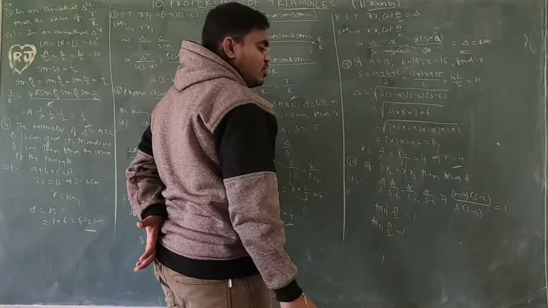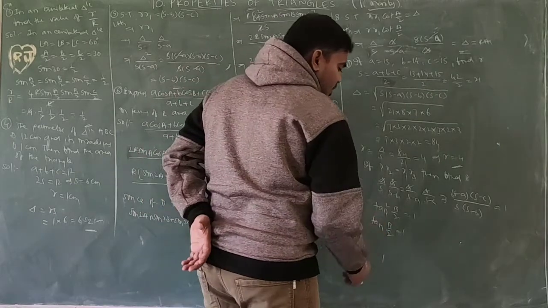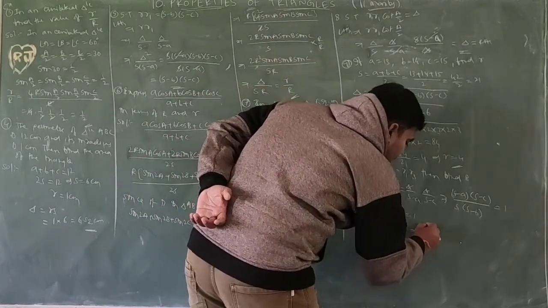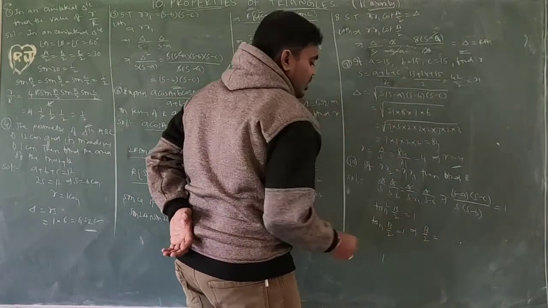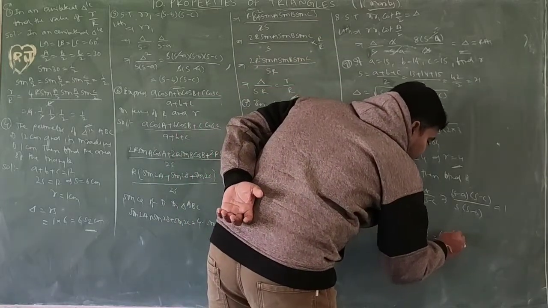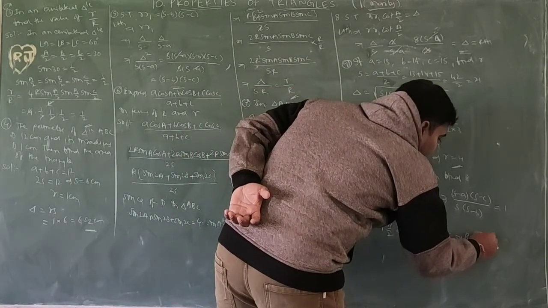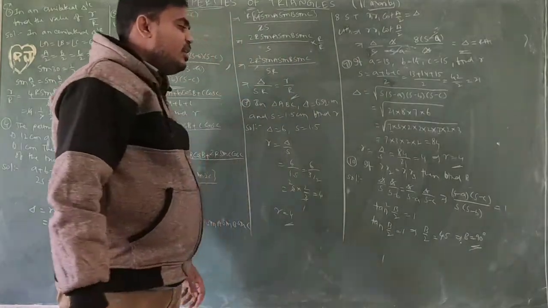Bringing the square outside the root, 1. So tan B by 2 equal to 1 implies B by 2, when tan is equal to 1, is 45. So B equal to 90 degrees. So B is the right angle.